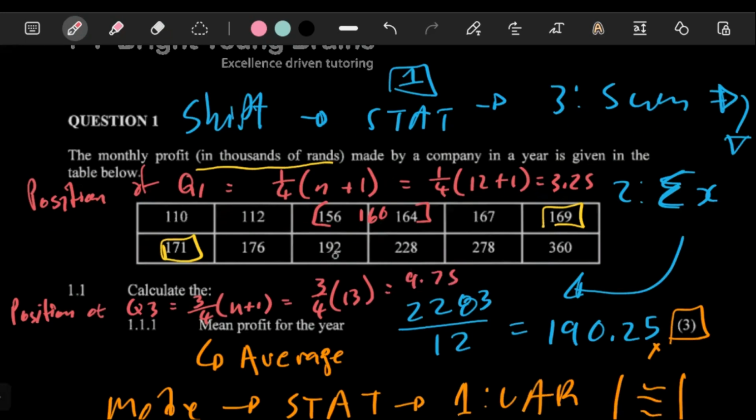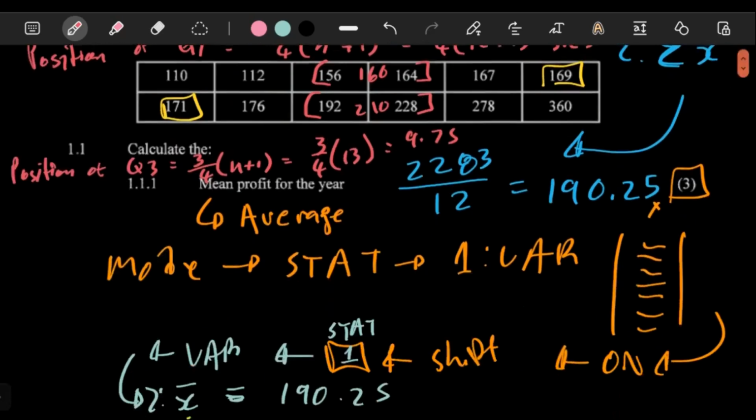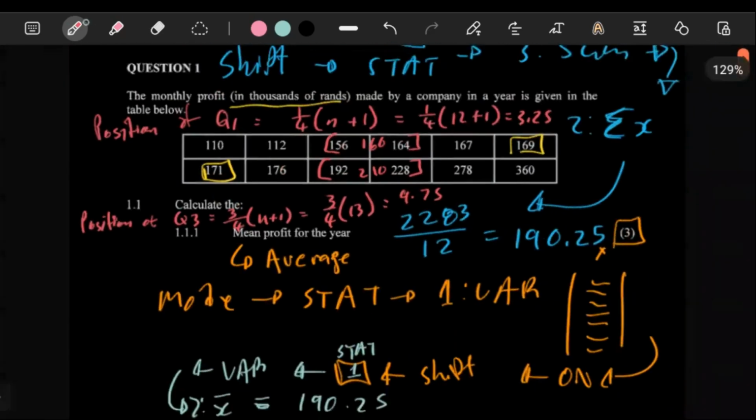So you need to add these two up and divide by 2. Adding these two up and dividing by 2, 192 plus 228 divided by 2, that's going to give you 210. Okay, that is nice, 210. Fine. So now we have our Q1, Q2, and Q3.